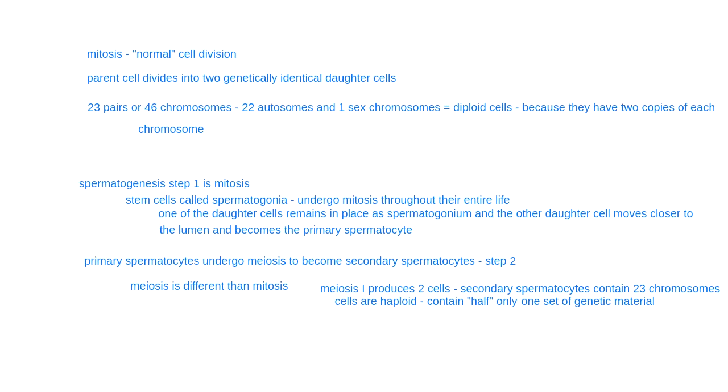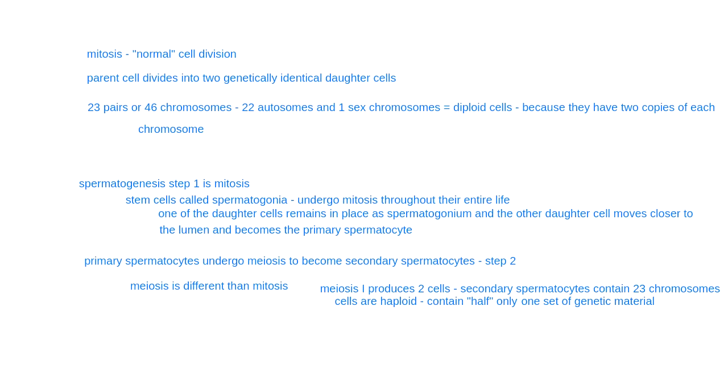Then these 2 cells, these secondary spermatocytes, undergo the second part of meiosis. So they undergo meiosis 2, the next cycle, to produce 4 cells that are genetically different and all haploid. They only contain half of the genetic material, just one set, because they're going to fertilize the egg. The egg contains one set, or half, of the genetic material. So when we put those 2 together, we have a whole set of genetic material again.